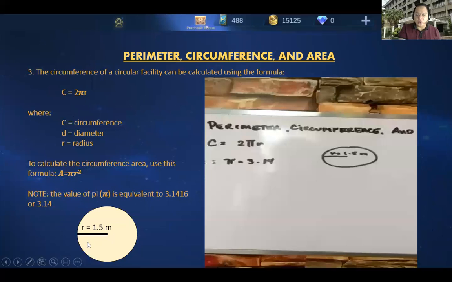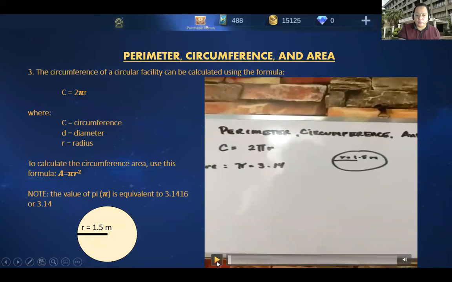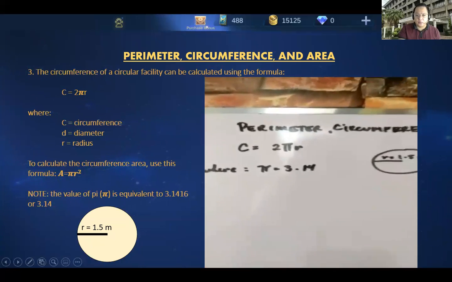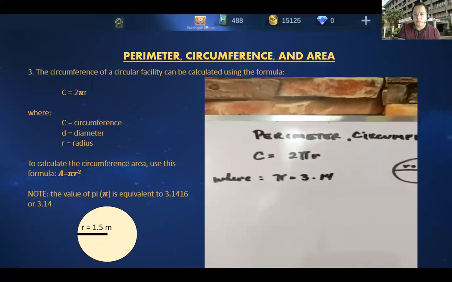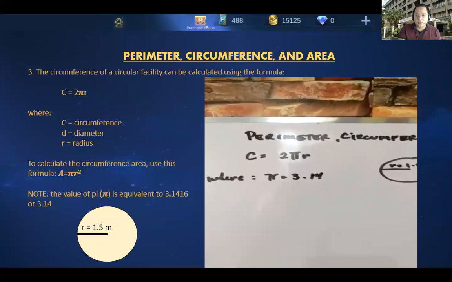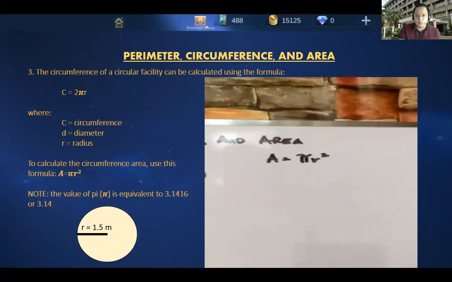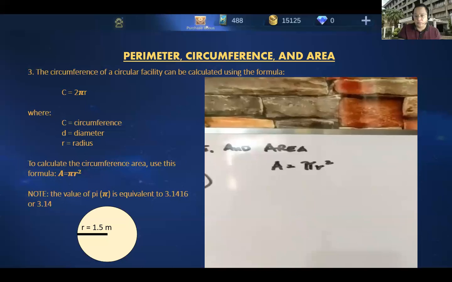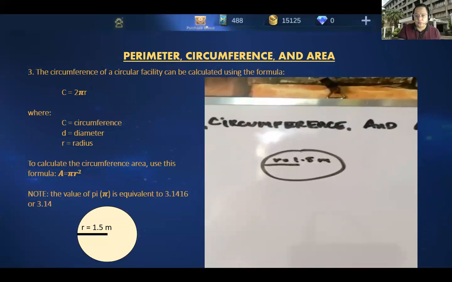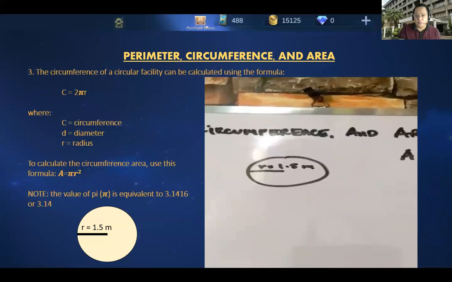So we have here a sample. The radius of the circle is equal to 1.5 meters. Let's compute the circumference and the area. Watch this video. For the circumference, we follow the formula C is equal to 2 pi r, where pi is equivalent to 3.14. For the area, we follow the formula A is equal to pi r squared. The given is the radius, which is 1.5 meters.